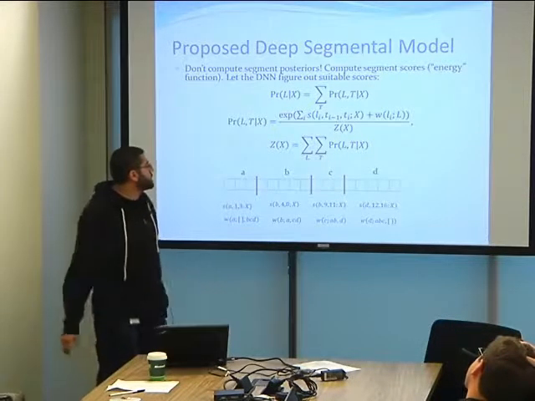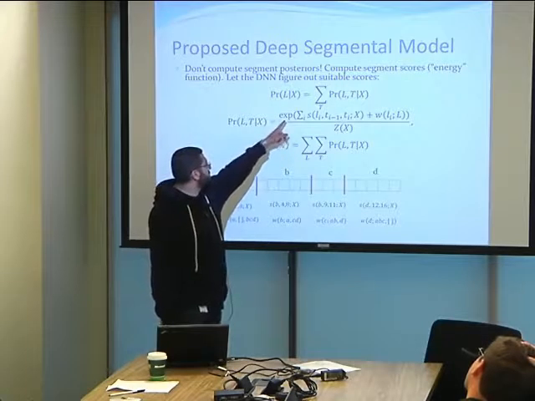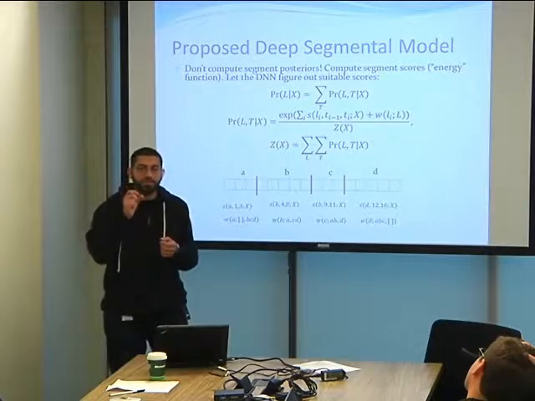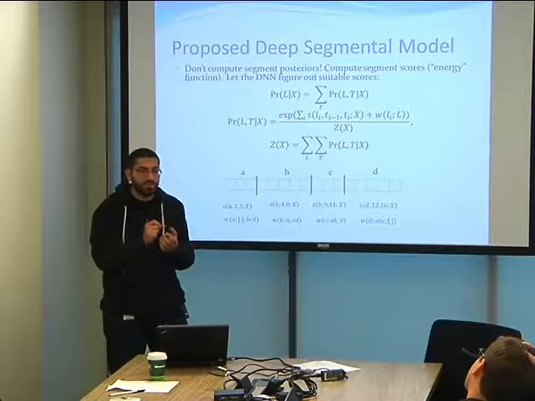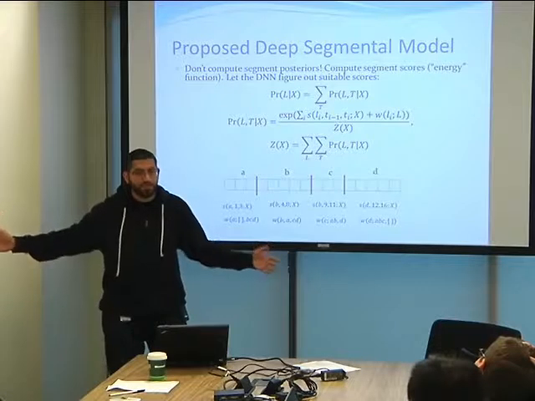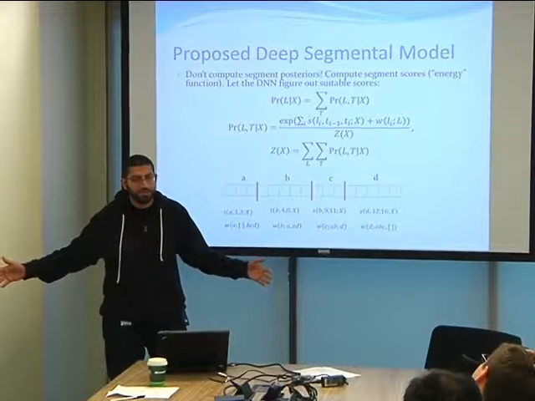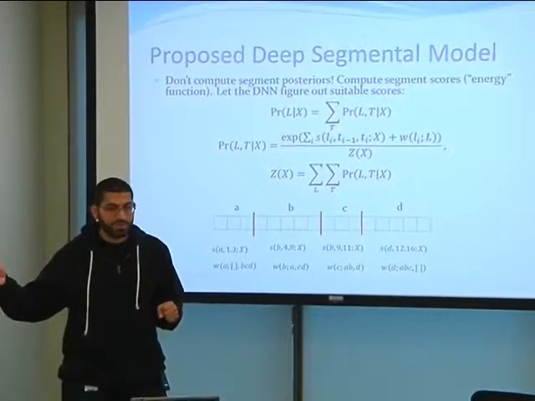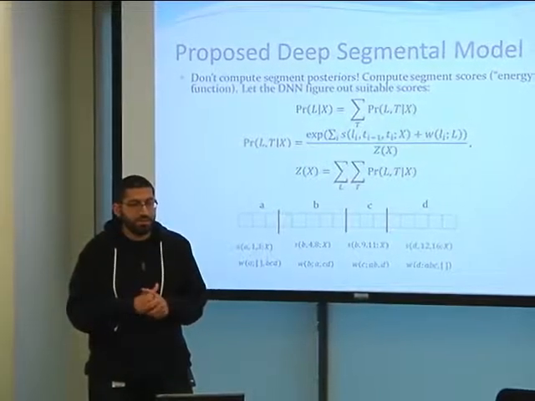It's also important to note that here I don't normalize. I don't compute the posterior for each segment, because if I did that, I'd get the score diminishing as I get longer sequences, because I'd be multiplying probabilities. But then you do this normalization.